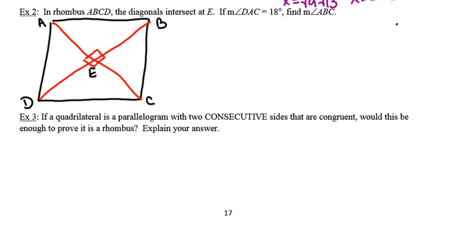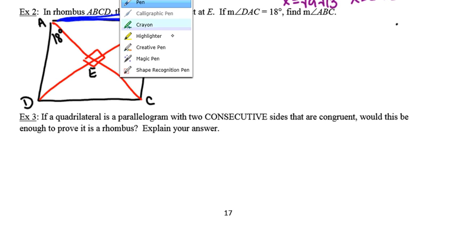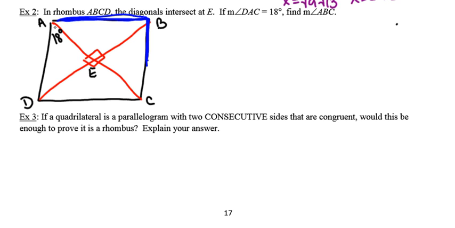So the measure of angle DAC is 18 degrees. So this little wedge in here is 18 degrees. Find the measure of angle ABC. So this is the one that we're looking to find right here. Well, like the first example, I'm going to start out by looking at a triangle.